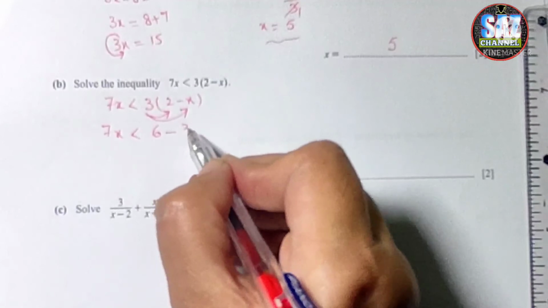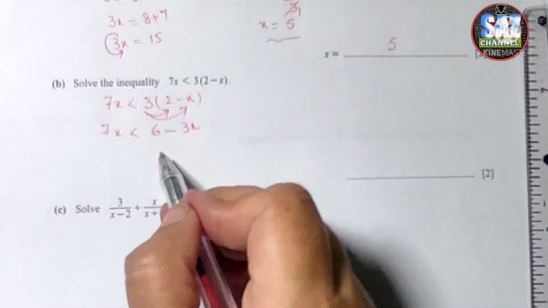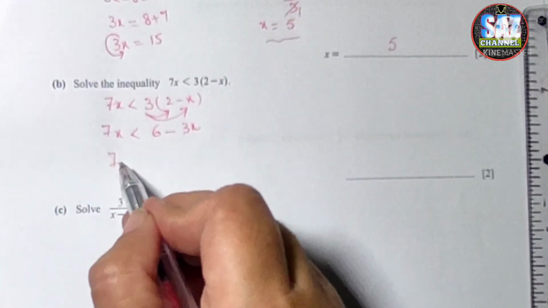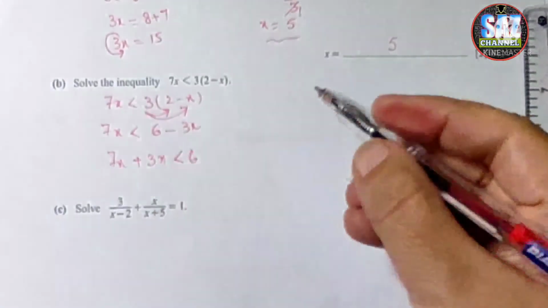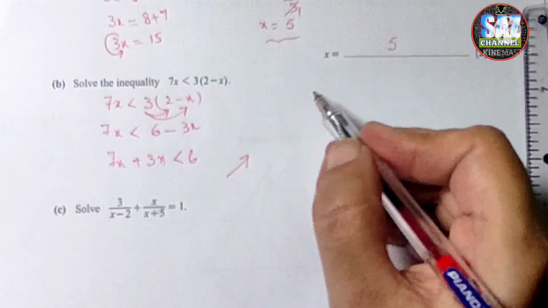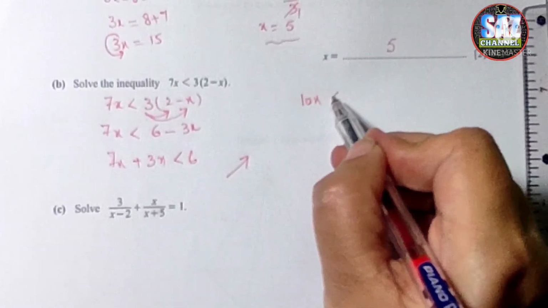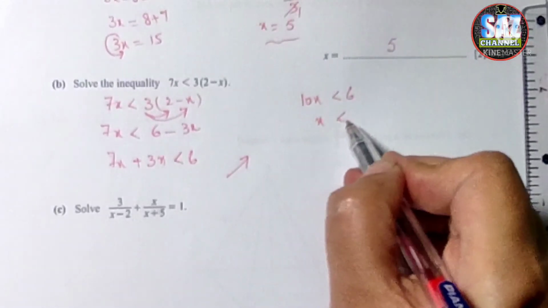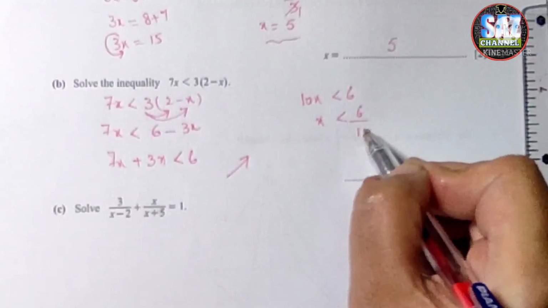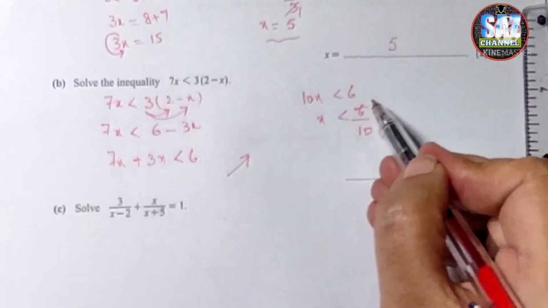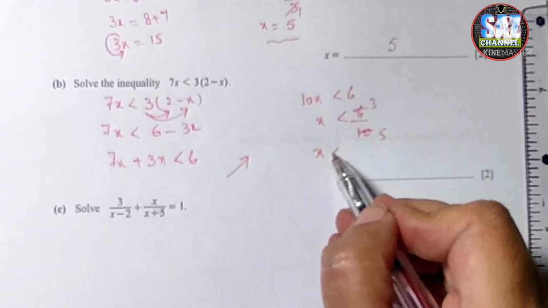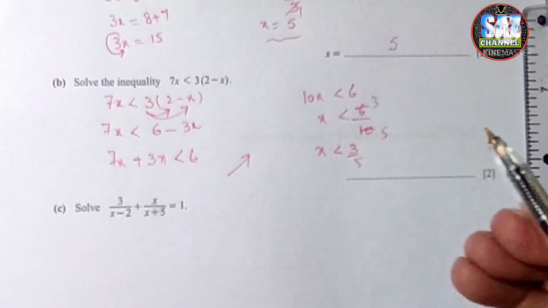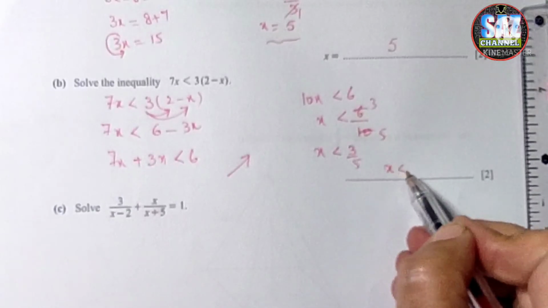Just forget about the inequality sign for some time and take it as a simple linear equation. 6 minus 3x. Shift this 3x to the other side. 7x plus 3x is less than 6. 10x is less than 6. X is less than 6 by 10. Table of 2: 2 threes are 6 and 2 fives are 10, so x is less than 3 by 5. Do not forget to fill the answer spaces.